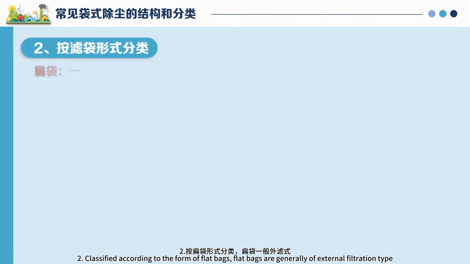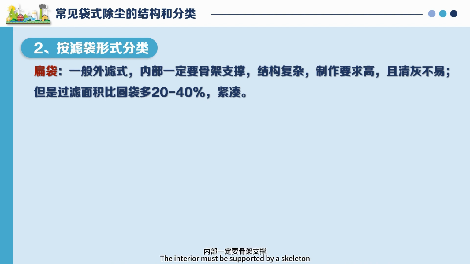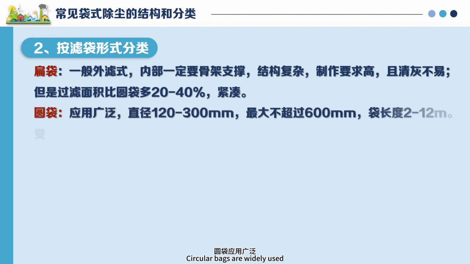2. Classified according to the form, there are flat bags. Flat bags are generally of external filtration type. The interior must be supported by a skeleton, the structure is complex, production requirements are high, and it's not easy to clean the dust. But the filtration area is 20% to 40% larger than that of round bags. Relatively compact, circular bags are widely used.